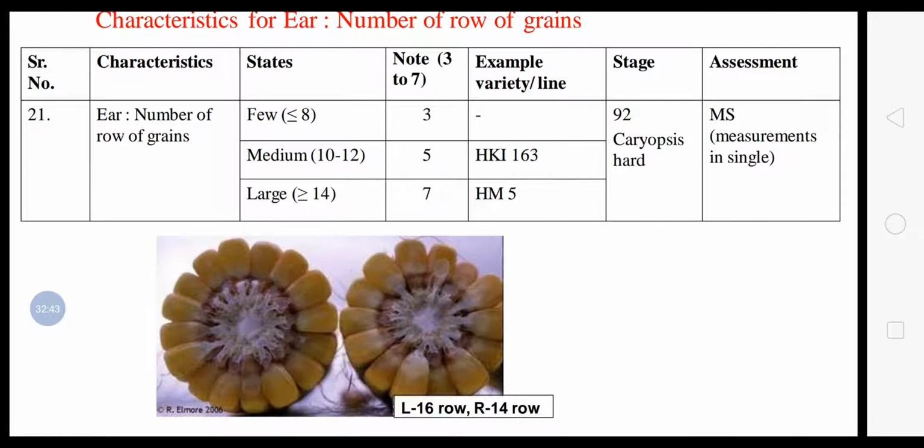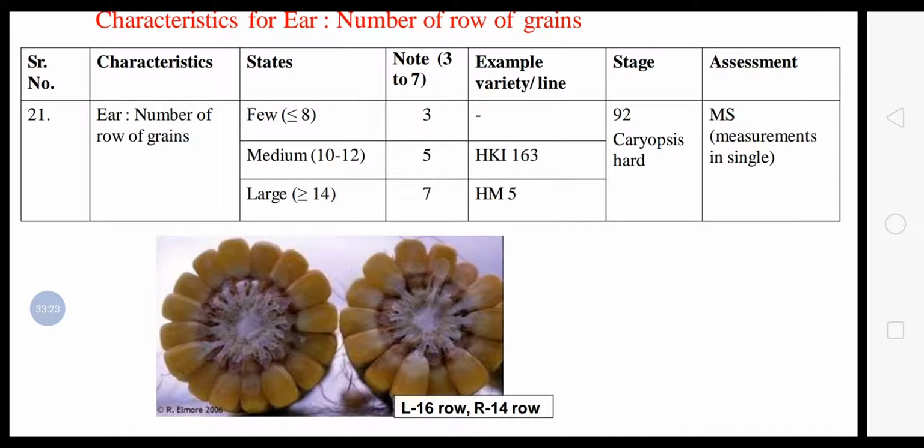The 21st characteristic is number of rows of grains in a cob or ear. The scoring is few, means less than 8. Here you should always remember the number of rows of grains in a cob is never an odd number. It may be 8, 10, 12 like that. Few means less than 8, medium is 10 to 12, and large is more than 14. For few the score is given as 3, medium as 5, and large as 7. Example for medium number of rows of grains is HKI 163, and for large HM5.